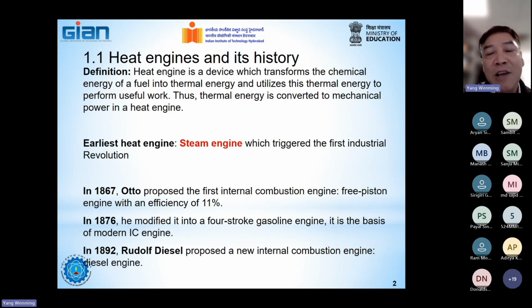The earliest heat engines actually are steam engines, which triggered the first industrial revolution, correct? Especially in the UK. Okay, since then, the internal combustion engine was proposed, especially in 1867. Otto proposed the first internal combustion engine. This engine is a free piston engine with an efficiency of about 11%. Okay, so as we know, the efficiency is very low.